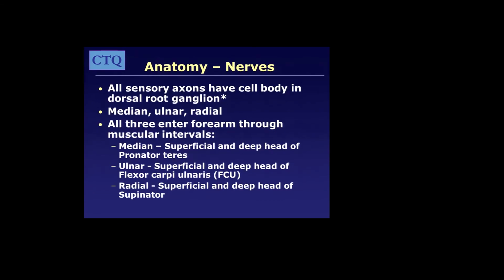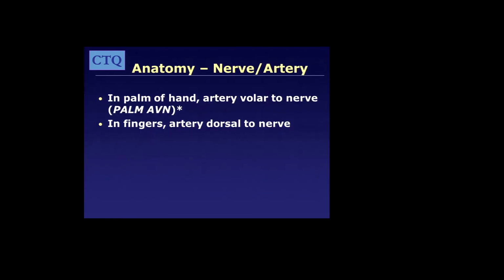Nerves: all sensory axons have their cell body in the dorsal root ganglion. The 3 main nerves that make our hands function are the median, the ulnar, and the radial nerve. All 3 nerves enter the forearm through muscle intervals. The median through the superficial and deep head of the pronator teres, the ulnar through the superficial and deep heads of the flexor carpi ulnaris, and the radial through the superficial and deep heads of the supinator.